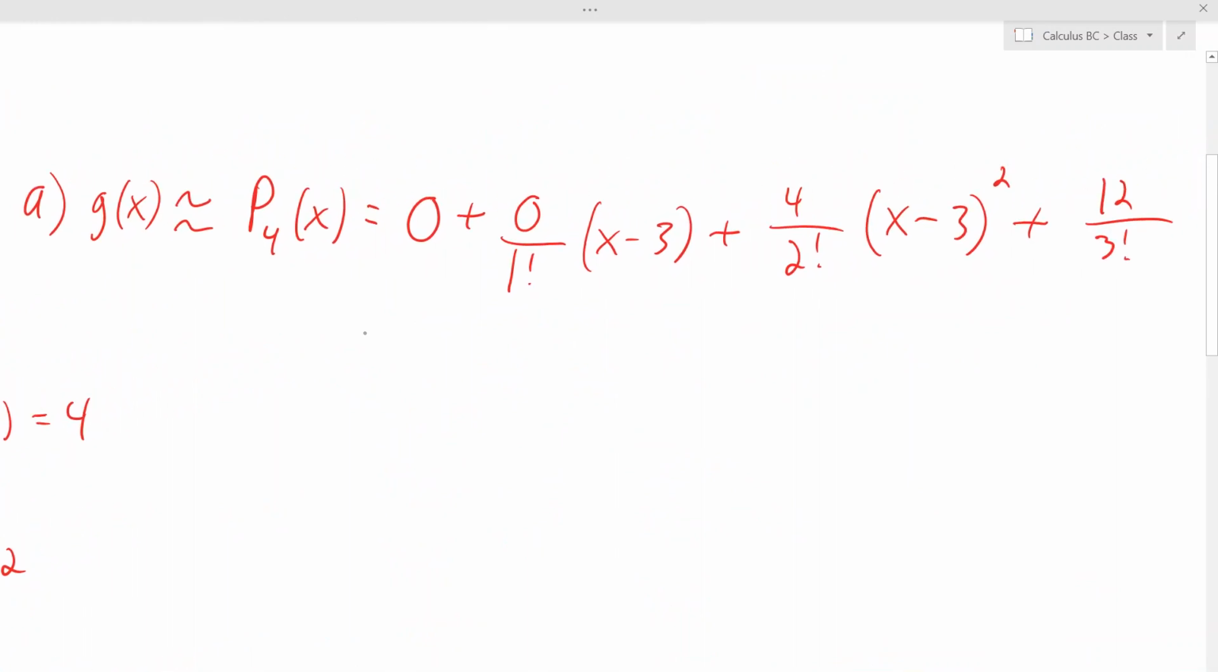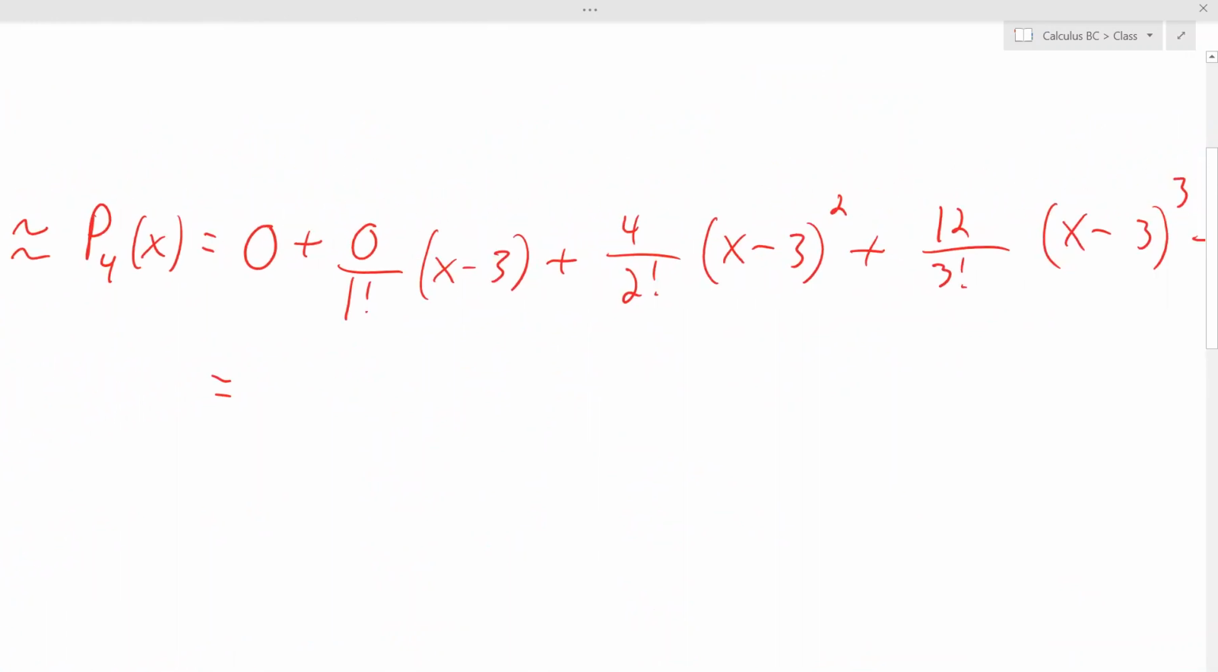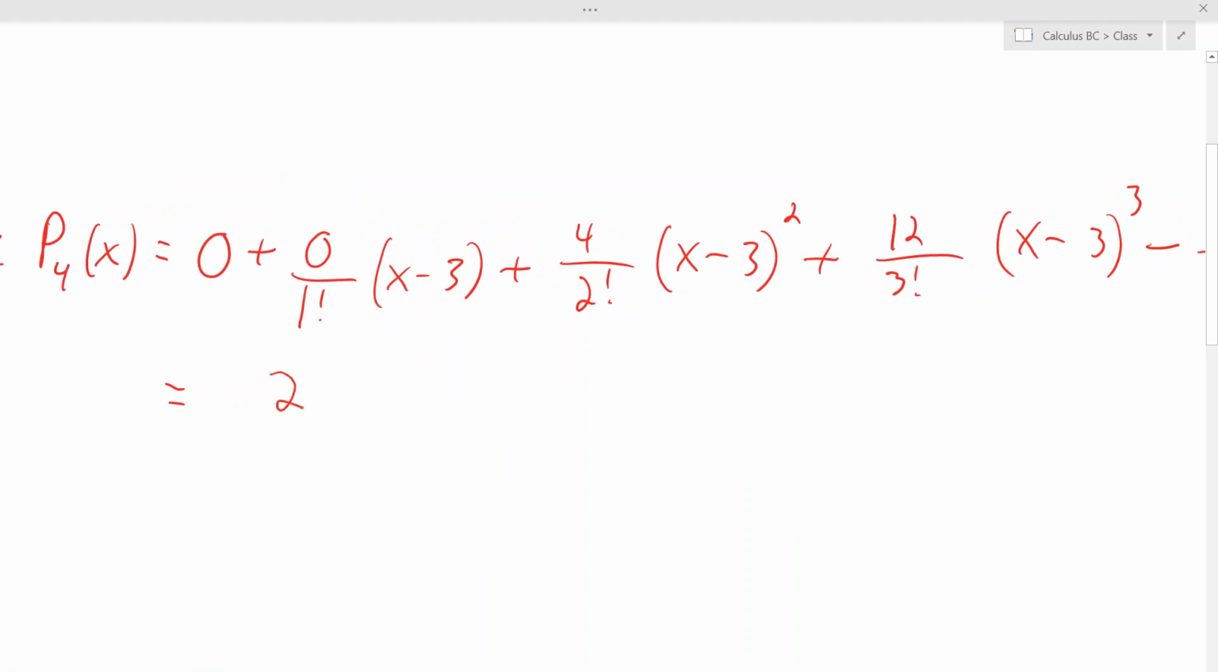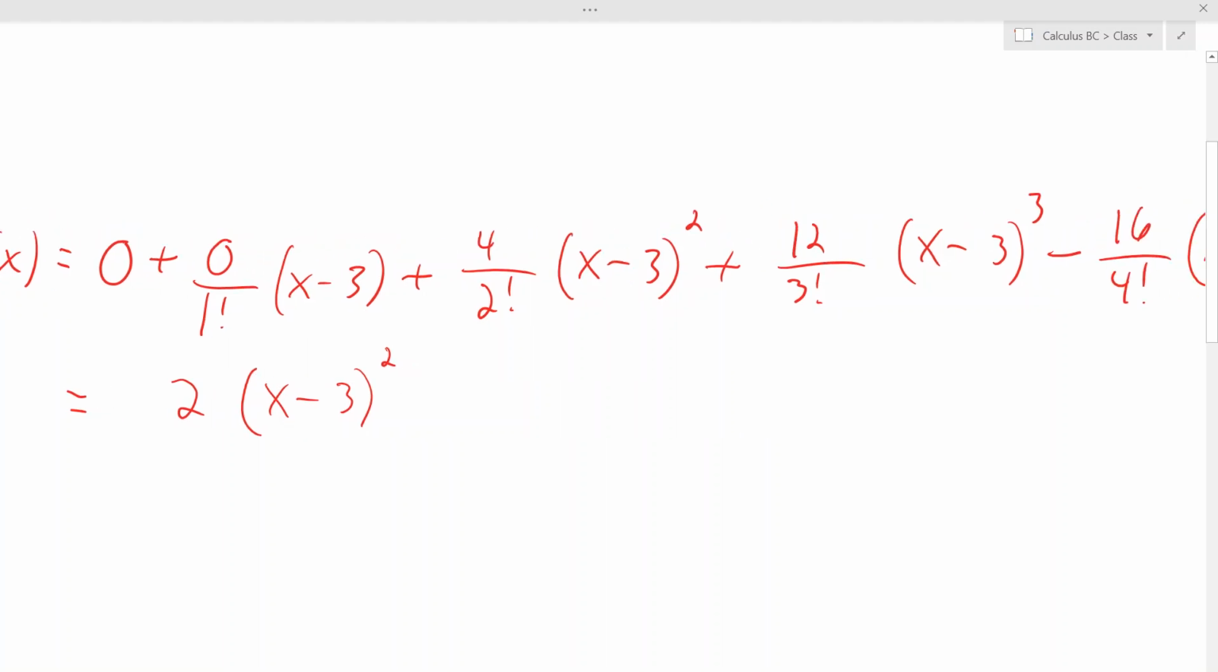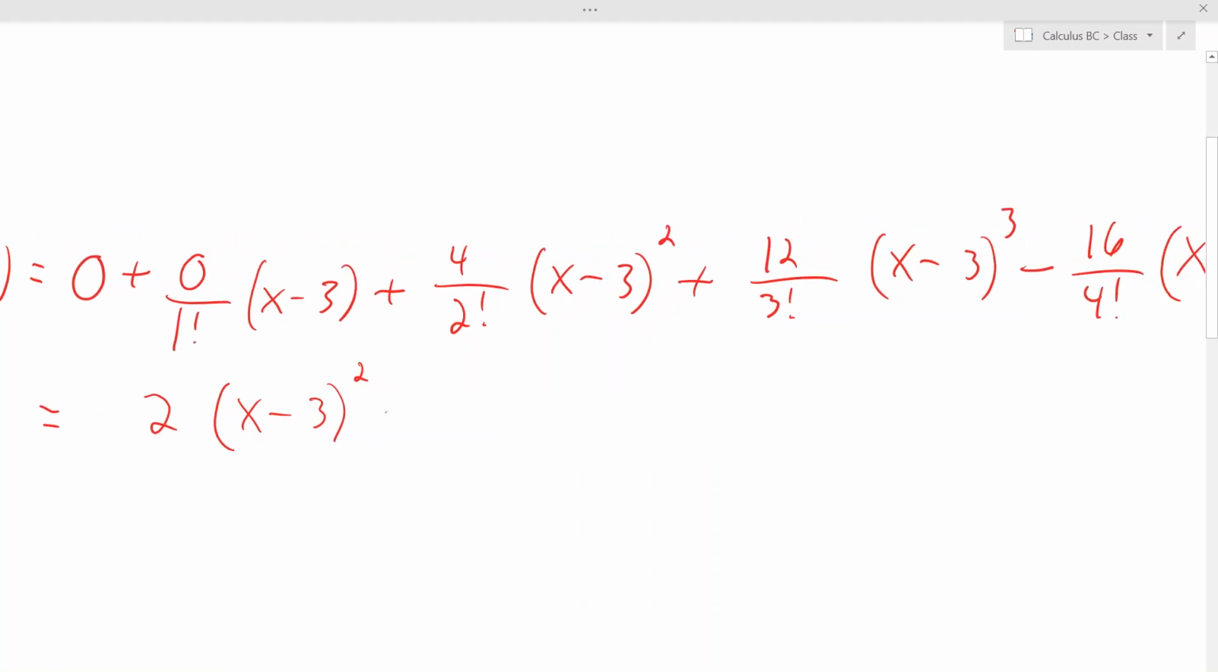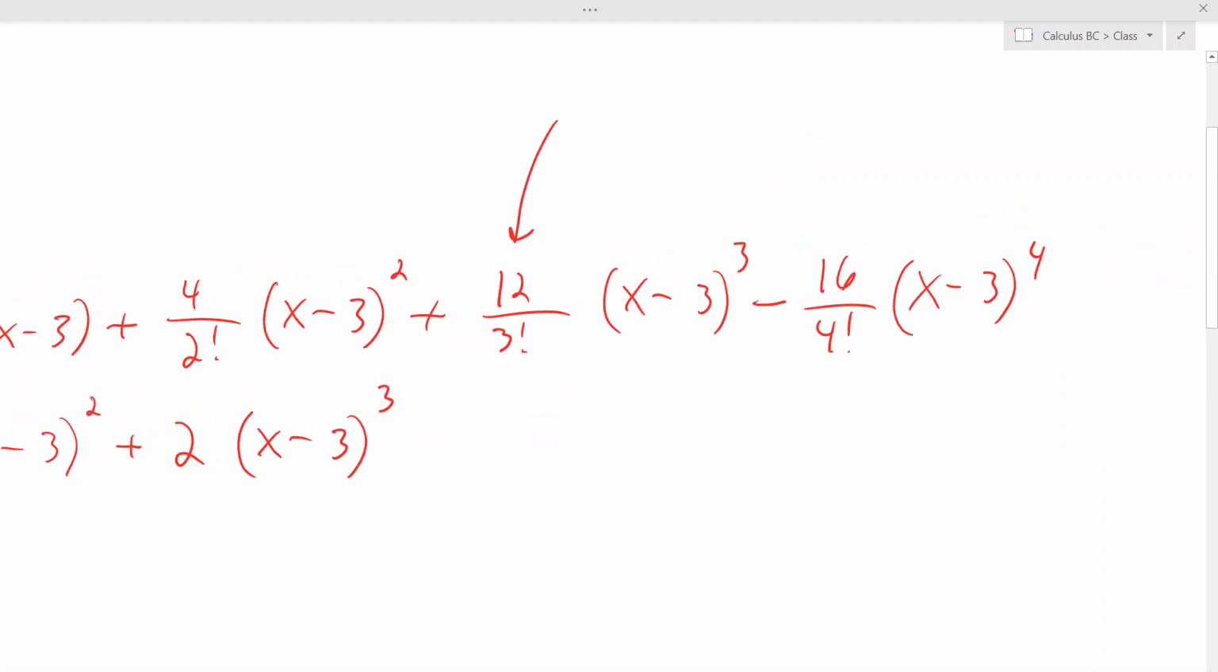g of x is this polynomial, which simplifies all the way down to 4 over 2 factorial is just 2. So that's 2 times x minus 3 squared. Simplifying it sometimes shows it's like a geometric thing or something. Plus 3 factorial, like right here, that's a 6 on the bottom. So 12 over 6 is also a 2, right? Times x minus 3 cubed. And 4 factorial is 24. So it's actually 16 over 24, which is 2/3, times x minus 3 to the 4th.